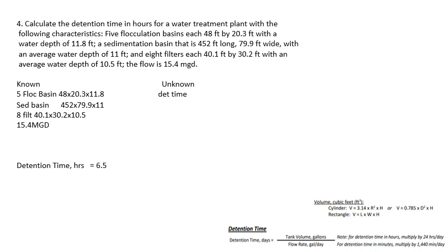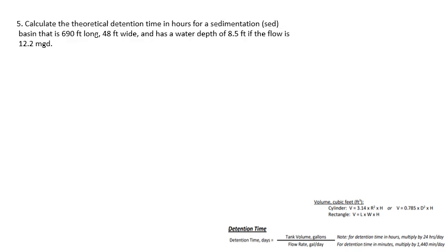That's going to leave you with a detention time of 6.5 hours. Question number 5. Calculate the theoretical detention time in hours for a sedimentation basin that is 690 feet long, 48 feet wide, and has a water depth of 8.5 feet if the flow is 12.2 million gallons a day. So our knowns: the dimensions of the sedimentation basin, and 12.2 million gallons a day. We're looking for detention time.